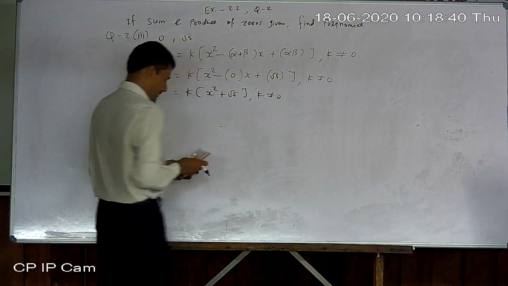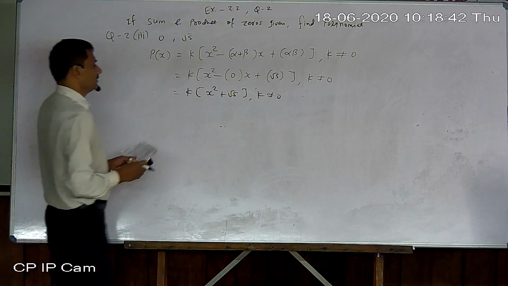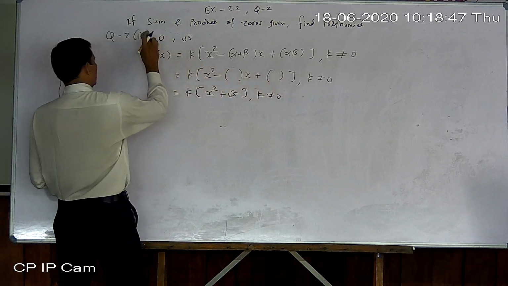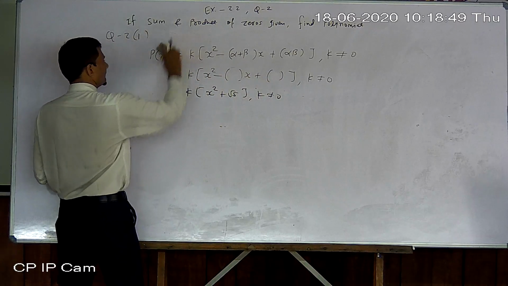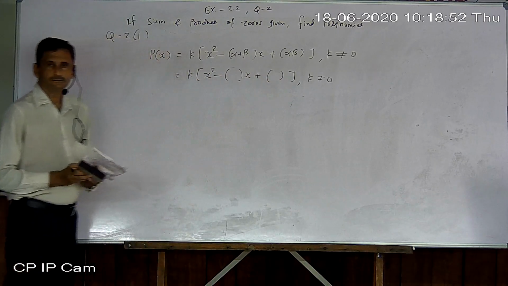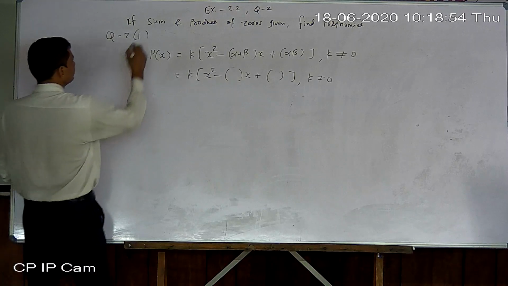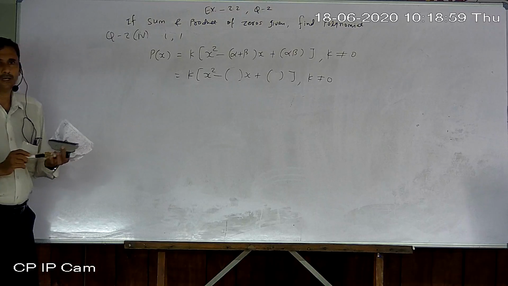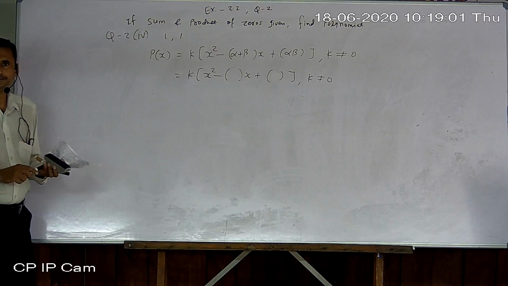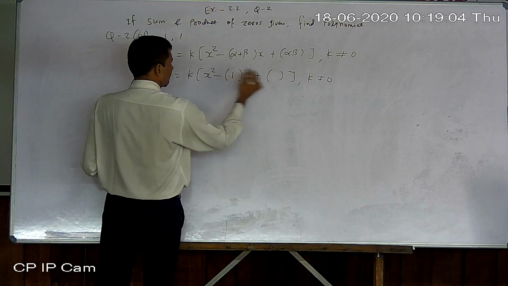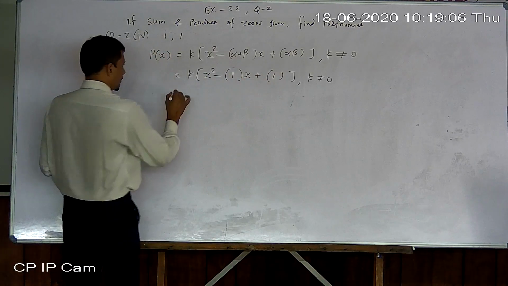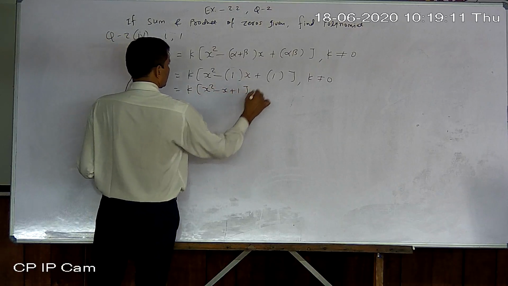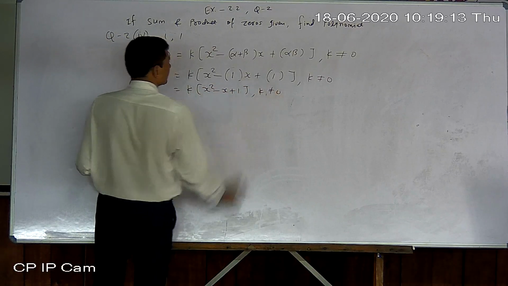Okay. Next. 1, 1. Again very simple. Write down 1 here, 1 here. I am talking about number 4. One means sum 1, product also 1. Sum 1, product 1. Okay, so it becomes x square minus x plus 1, k is not equal to 0.